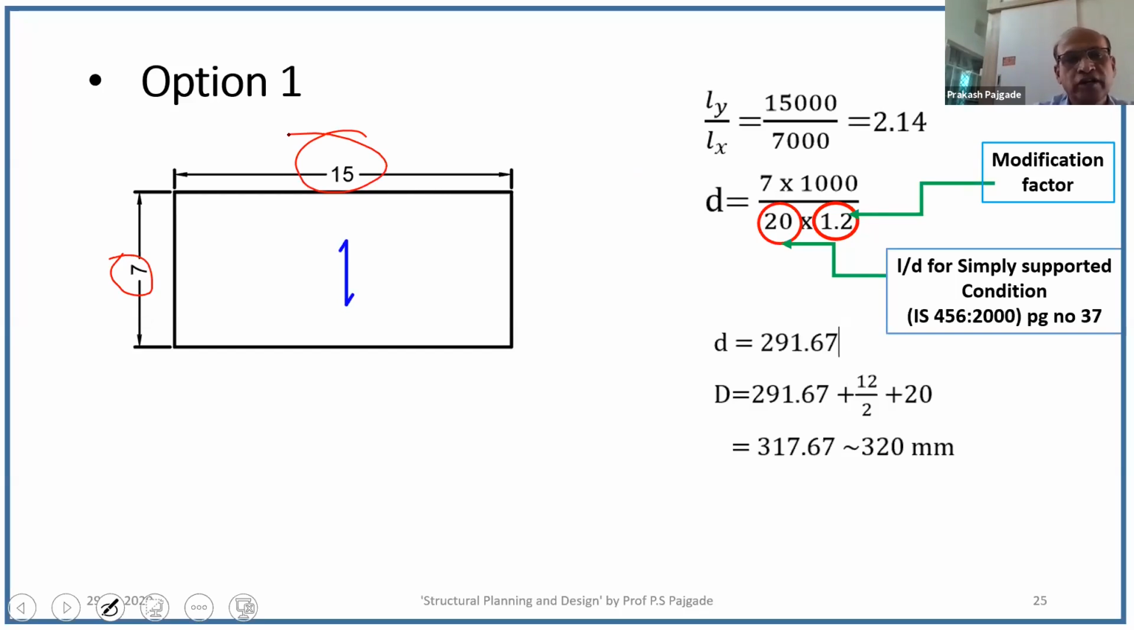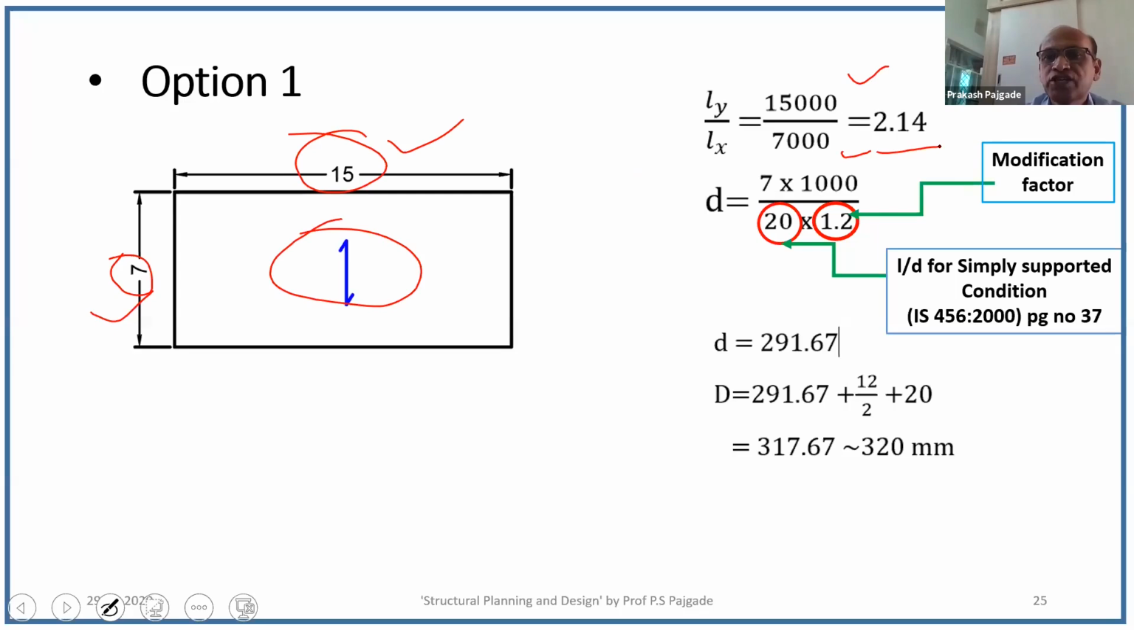No, I don't want intermediate beams. So only one slab panel will be there. Only one slab panel. So naturally the panel dimensions are 15 meter by 7 meter. So Ly by Lx is 2.414. It is more than 2. So it will be a one way slab.